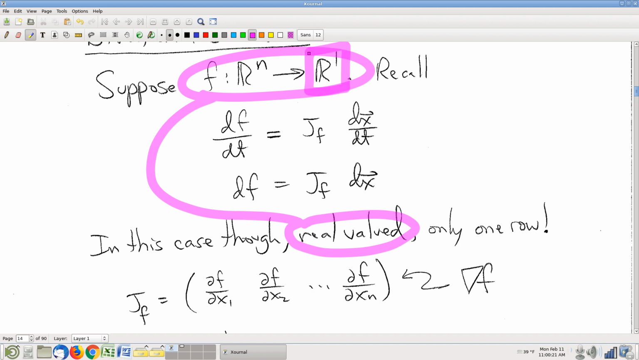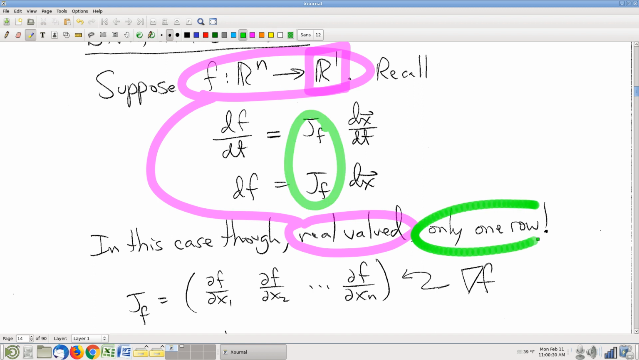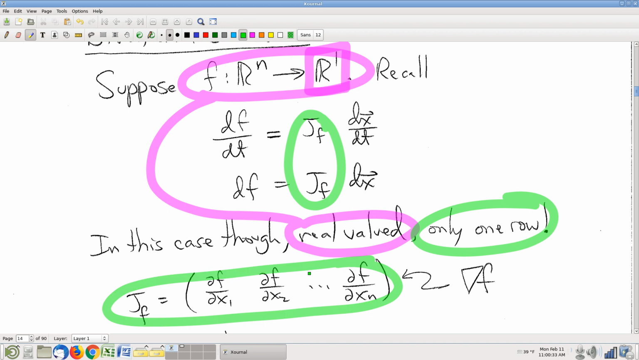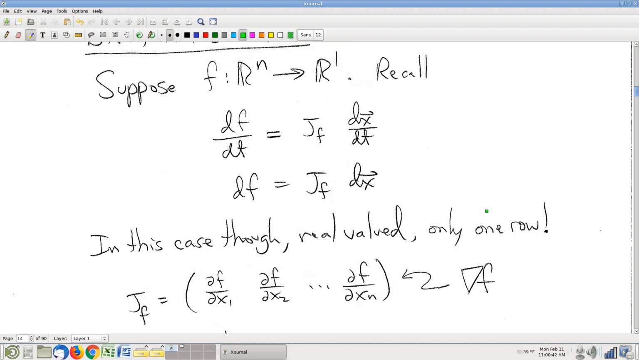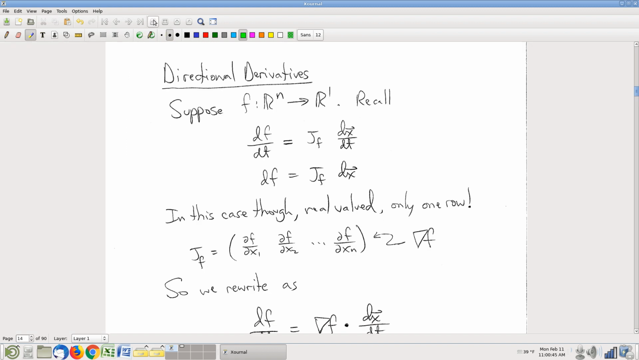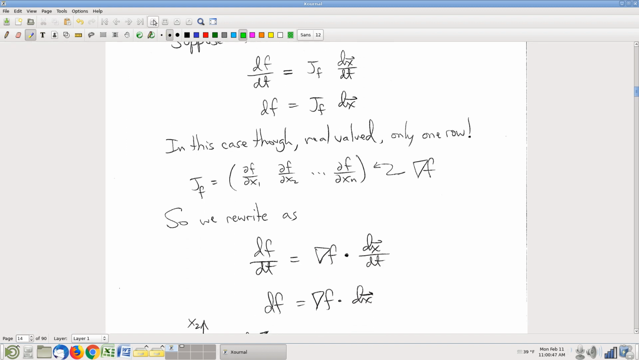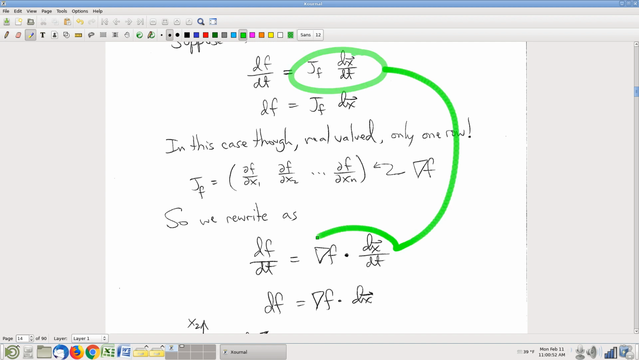Not vectors, right? So just a scalar valued function. Then this matrix, if you go back and look at the formula for it, will have only one row. Right? There's only one output variable to take partials of. Thus, you only get one row. So this formula, in this case, as it turns out, can be rewritten. This calculation here is algebraically identical to that.